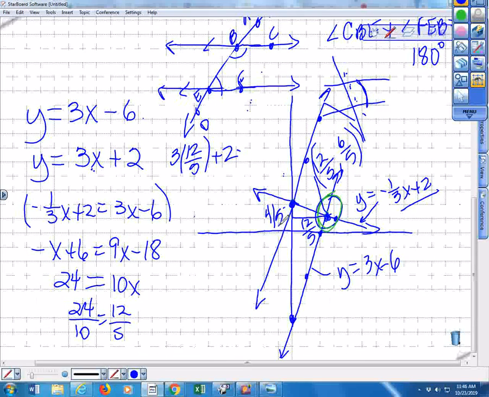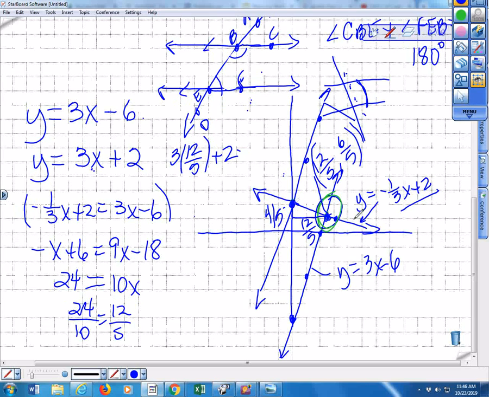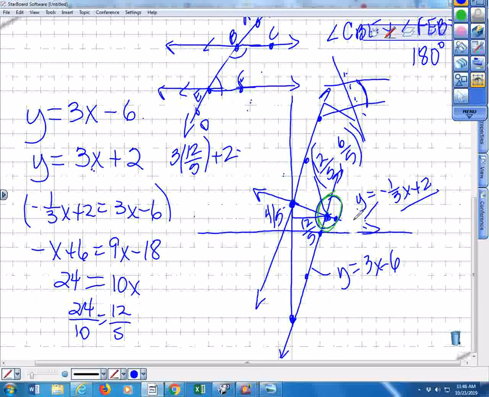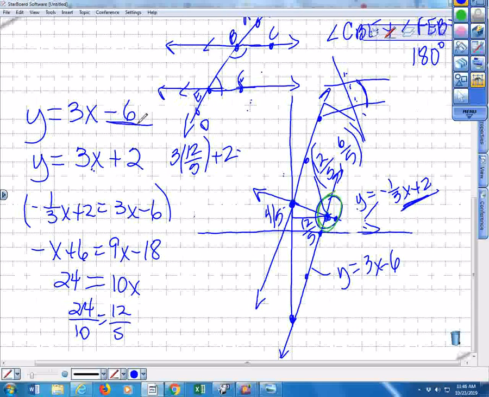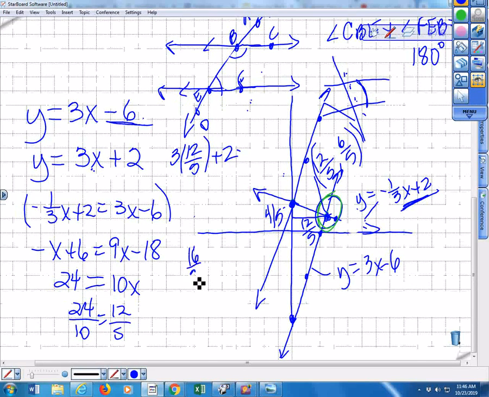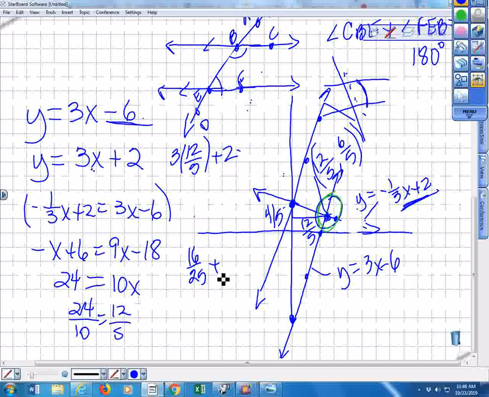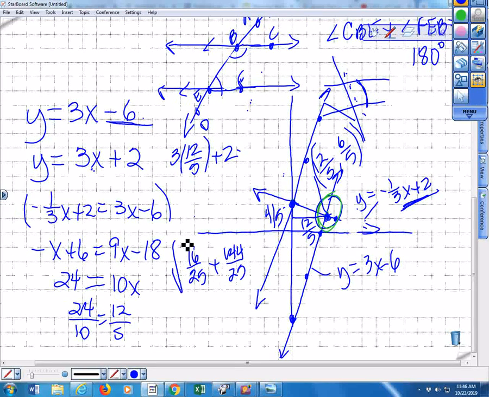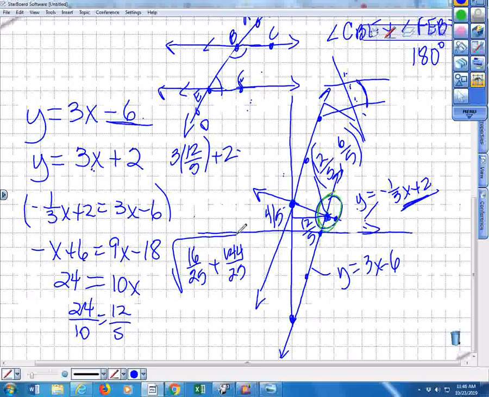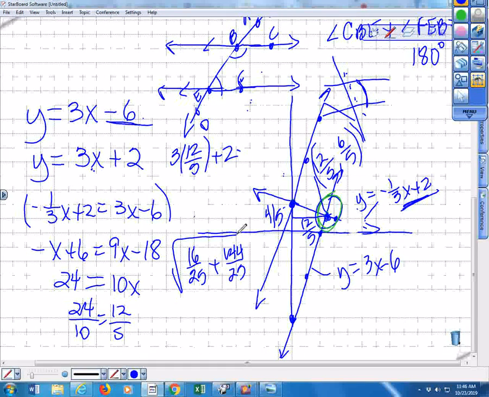How do you know which equation to put it in? Well, I've got to put it back into either this one or this one, because those were the two I used. That's 6 fifths. And now I just take this squared, which is 16 25ths, plus this squared, which is 144 25ths, and put that in the calculator. And you have the distance. Okay? Thank you. You're welcome.